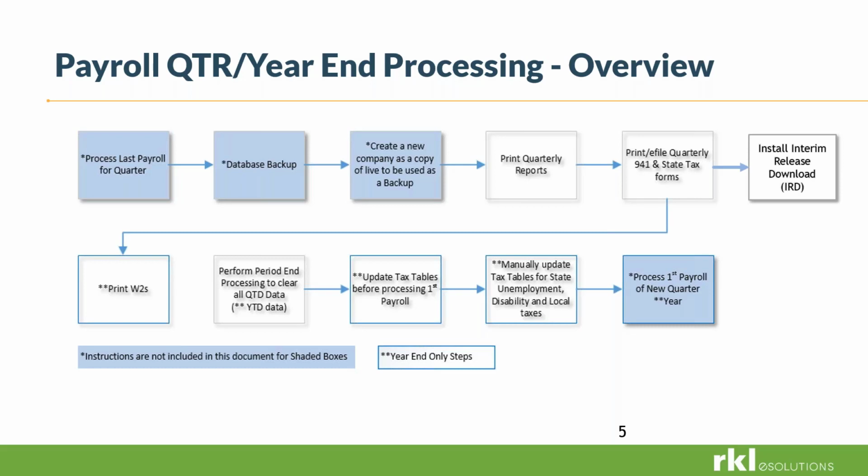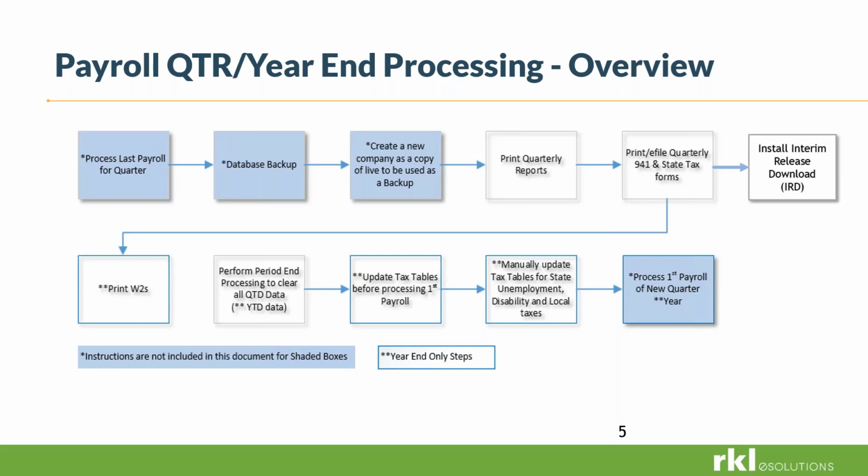After that, there is a download called the Interim Release Download, IRD for short, and that becomes available on Sage's website in and around the third week of December. The tentative date that they have released for that to be published this year is December 19th. And normally they're very close to reaching the estimated dates. Once that IRD is downloaded, then you can print your W-2s.